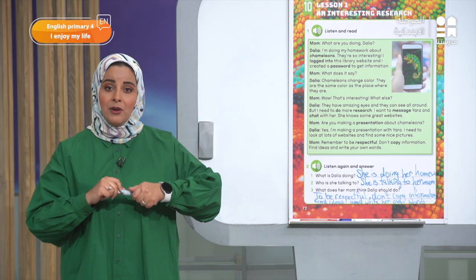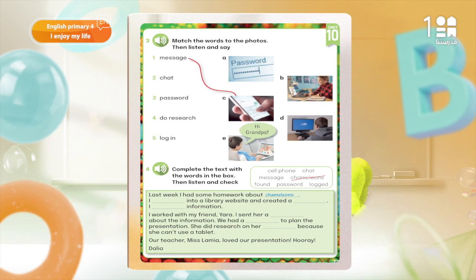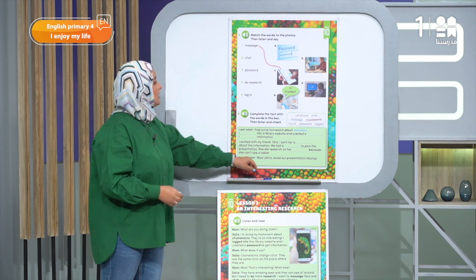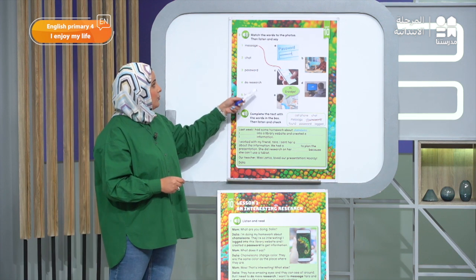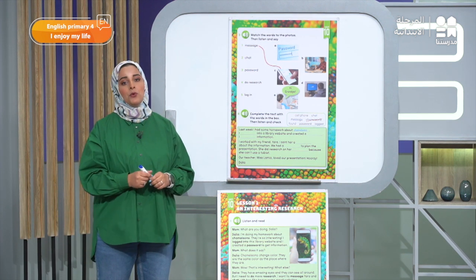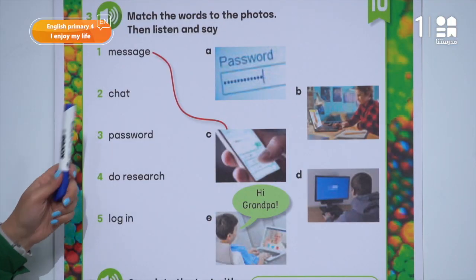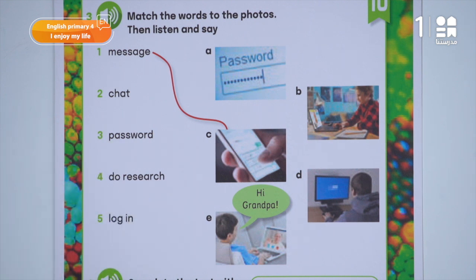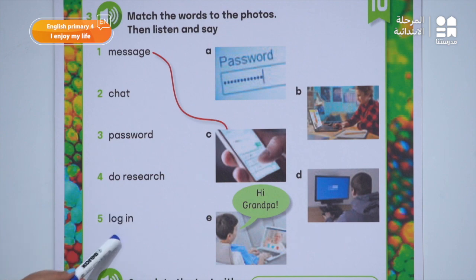Now we will go to the following page and we will look at exercise number three. In exercise number three, match the words to the photos, then listen and say. So we are going to match and then we will listen to the audio. Let's read the words first. Message, chat, password, do research, log in. One more time, let's read the words. Message, chat, password, do research, log in.